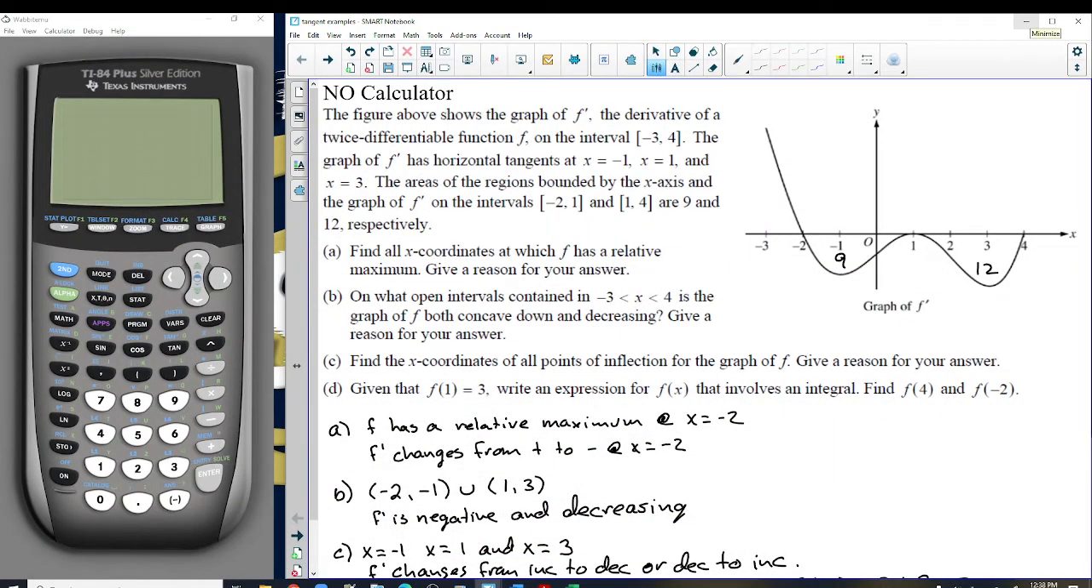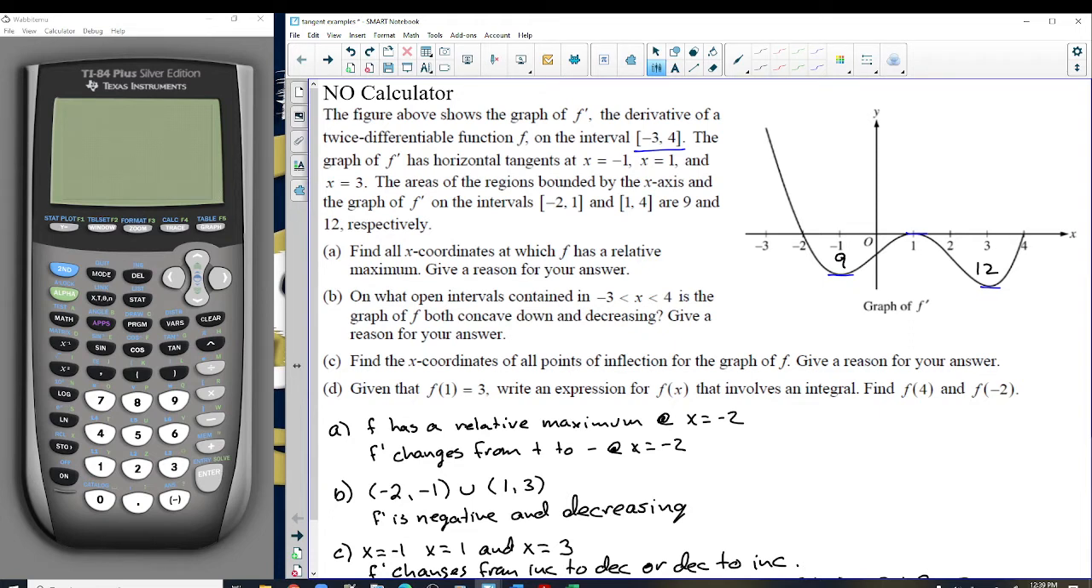Today's topic is tangent lines, first derivatives, second derivatives, and graphs of derivatives. The figure above shows the graph of f prime, the derivative of a twice differentiable function f on the interval -3 to 4. Notice that they're including -3 and 4. The graph of f prime has horizontal tangents at -1, 1, and 3, showing you that those are the mins and the maxes of the graph.